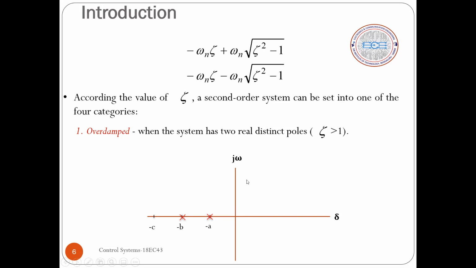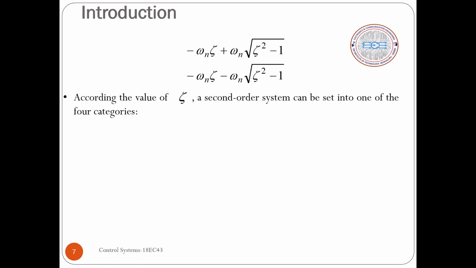You can see the plot here. This is the S plane. The horizontal line is the real axis, the vertical is the imaginary axis, and you will see that at minus a and minus b you will find two real, distinct roots for this condition.